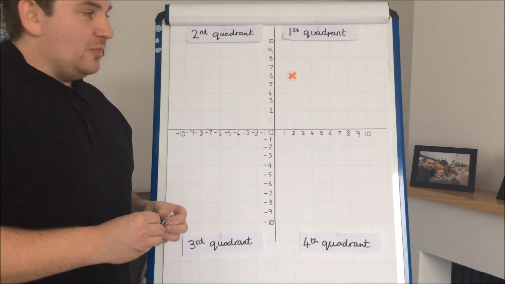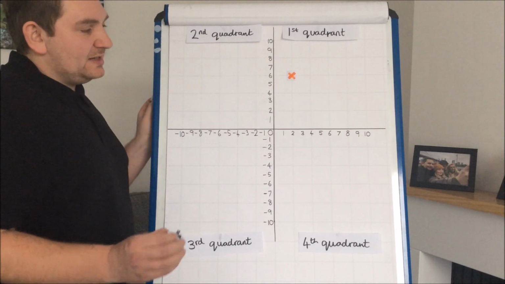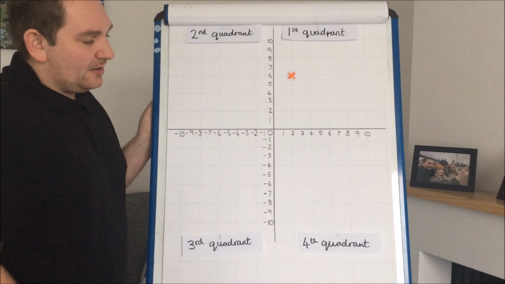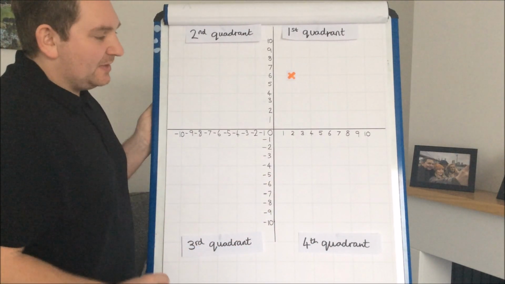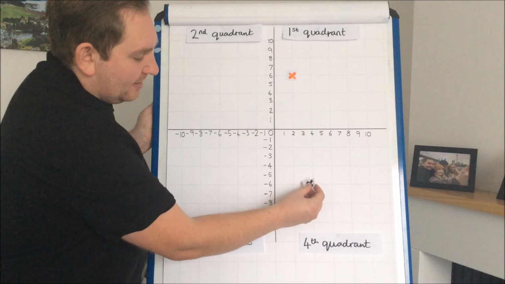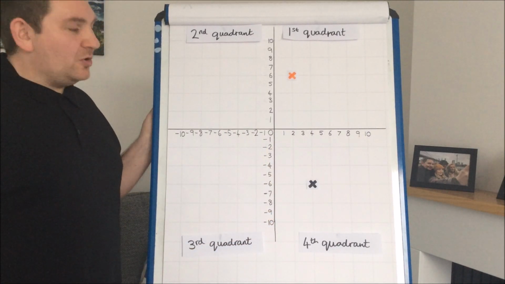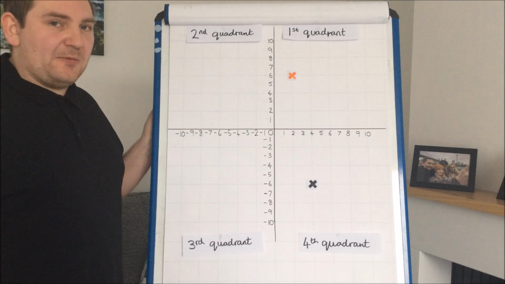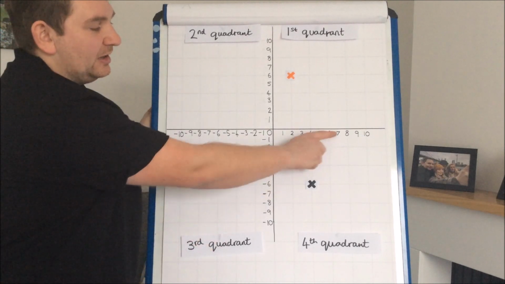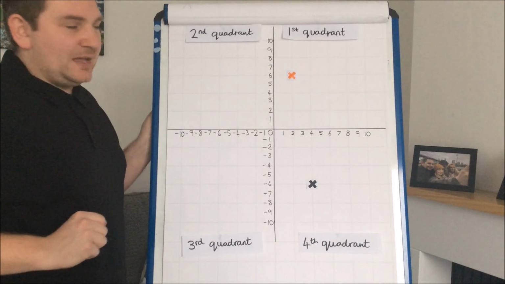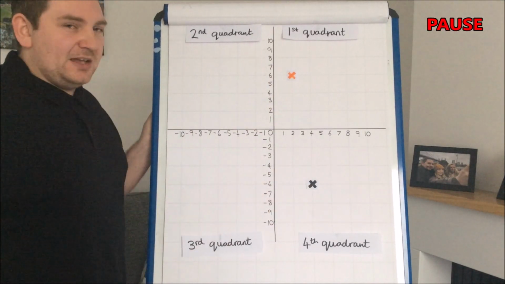I'm going to add some more points to the grid. So let's go to the 4th quadrant. If I place this x just there, what do you think the coordinates would be now? We obviously can't go along the corridor and up the stairs. That's not going to work because we're down here. So have a think.